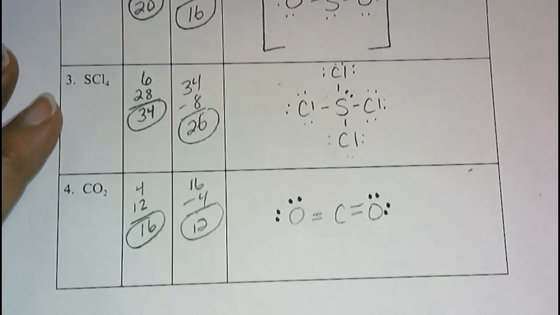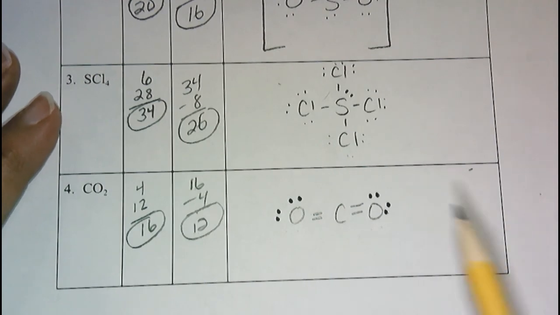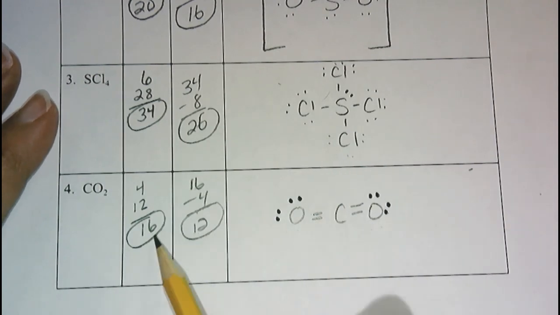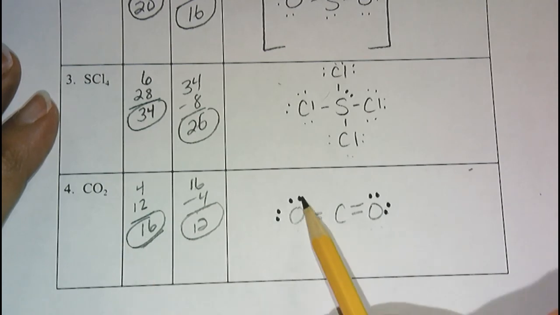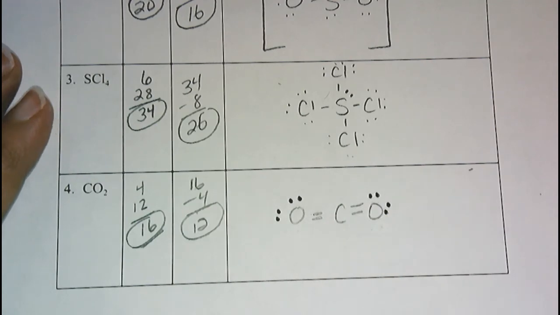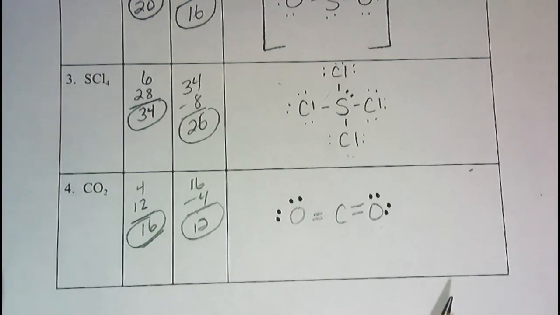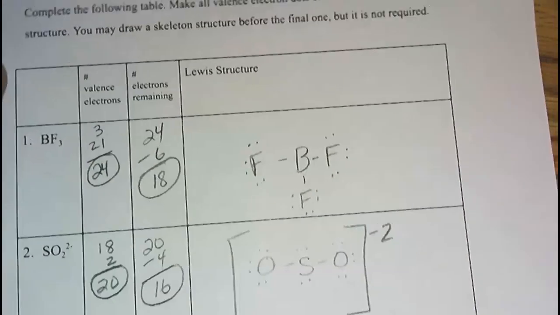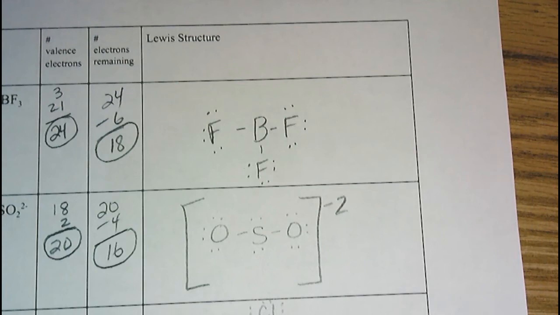So remember, to double check that we have everything correct, the number of electrons showing has to equal our total number of valence electrons. So we should have 16 electrons here. 1, 2, 3, 4, 5, 6, 7, 8, 9, 10, 11, 12, 13, 14, 15, 16. And we do. So that completes how to fill out all 4 of these questions on your writing Lewis structure quiz.